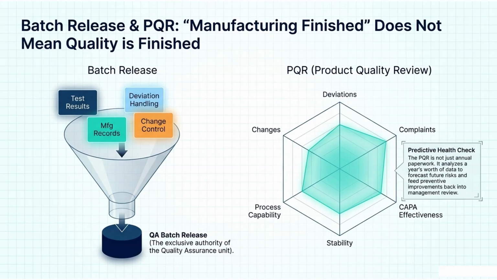Furthermore, companies must perform a PQR, Product Quality Review. The PQR is not just annual paperwork. It is a predictive health check analyzing a year's worth of data on deviations, complaints, and stability to forecast future risks and feed preventative improvements back into management review.